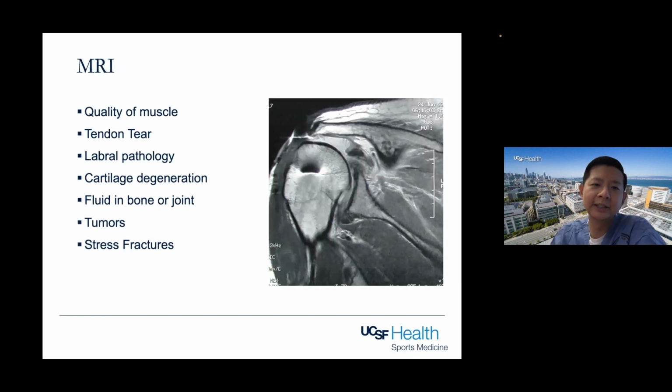So here you can use an MRI to look at the quality of the muscle. You can use it to see if there's any tendon tear. It can pick up fluid very, very well. And then labral pathology, cartilage, fluid in any of the bones or joints, as well as tumors and stress fractures, you can see very well with the MRI.